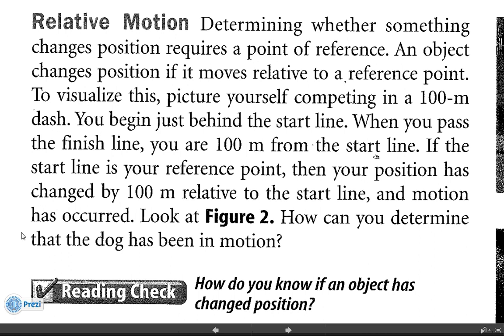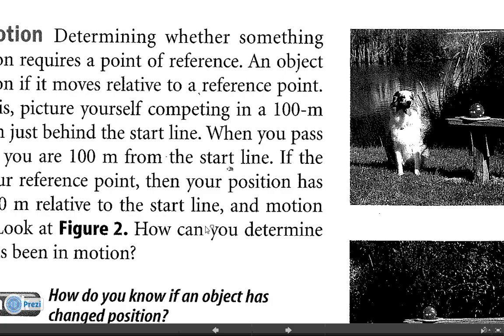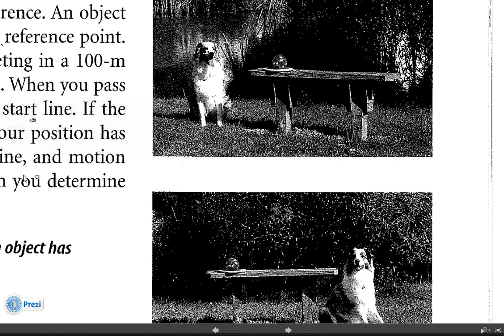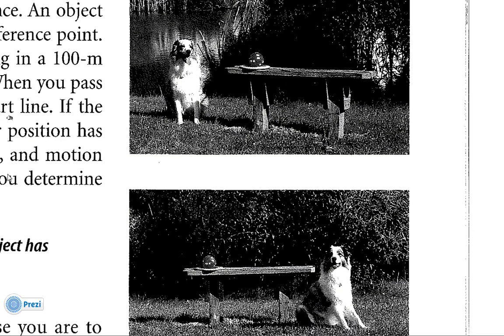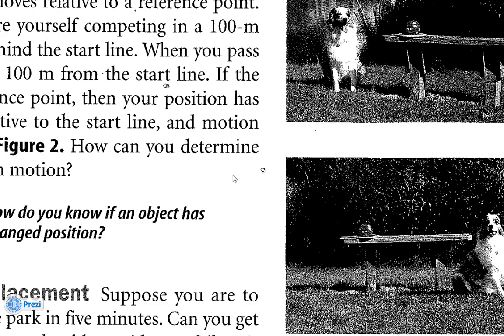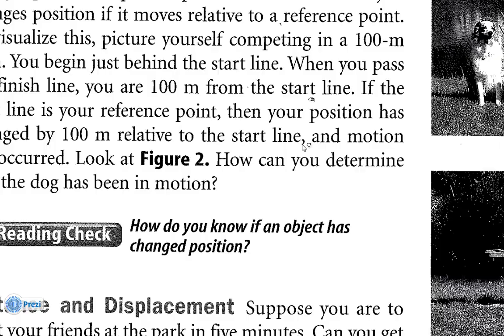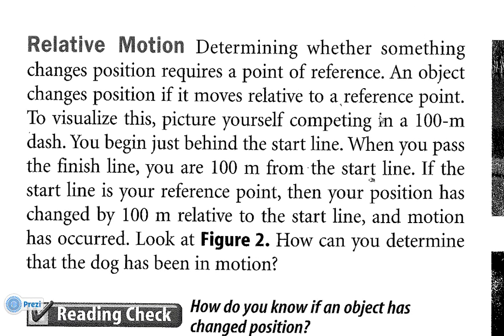Look at figure 2. How can you determine that the dog has been in motion? What is the dog's position relative to the ball? How do you describe the dog's position relative to the ball? Now, these pictures have one problem with them. I want you to think about that and tell me what the answer is tomorrow. We talked about this a lot in class today, about reference points. Tell your parents about what you talked about regarding traveling in a car.